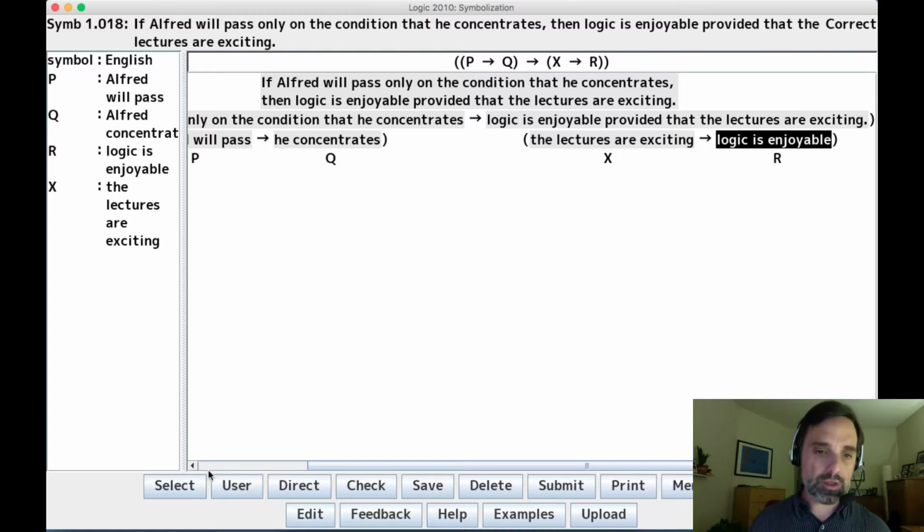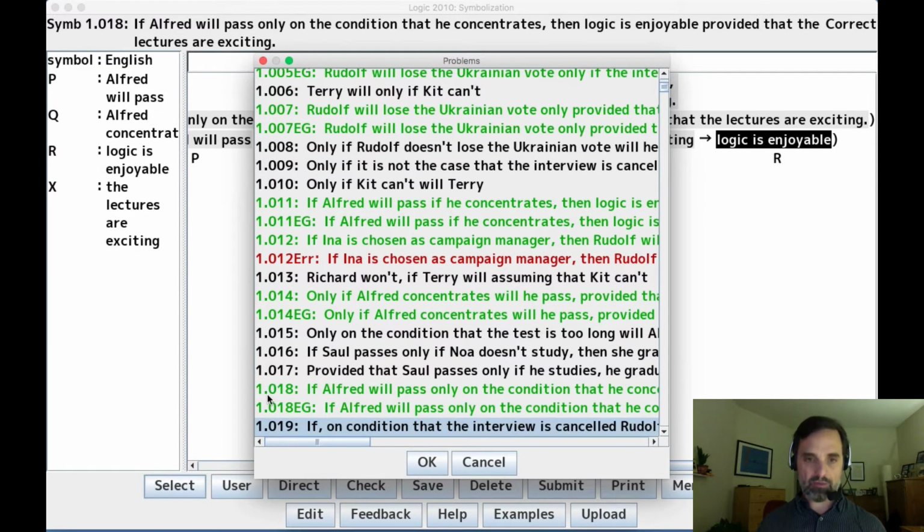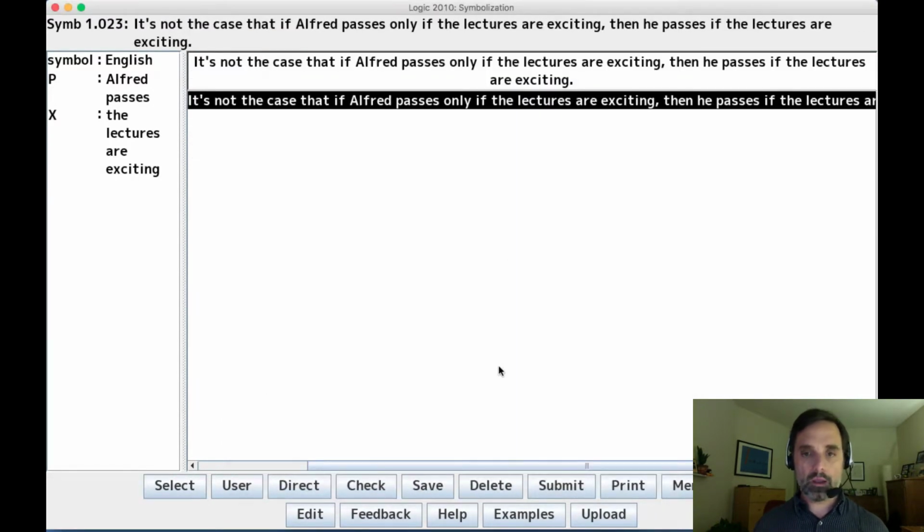Okay, so we'll look at just one more problem, and that will be it for this lecture. So, it's not the case that if Alfred passes only if the lectures are exciting, then he passes if the lectures are exciting. So, again, we have a bunch of logical vocabulary. We have the it is not the case that, we have the if, we have the only if, we have the then, and we have the if.